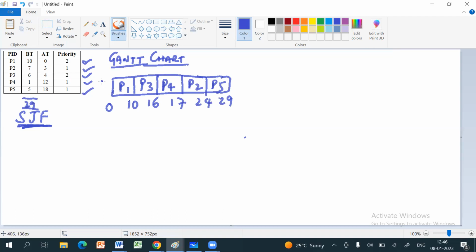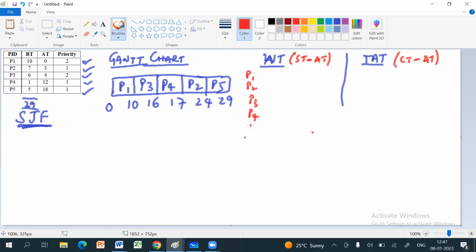Now again, we will try to compute the wait time and turnaround time. Let's see the wait time and turnaround time. My mistake, sorry. Wait time, like I said, is start time minus the arrival time, and turnaround time is completion time minus the arrival time. That's the formula we'll be using. For each of these processes, P1, P2, P3, P4, and P5, let us try to compute the wait times.